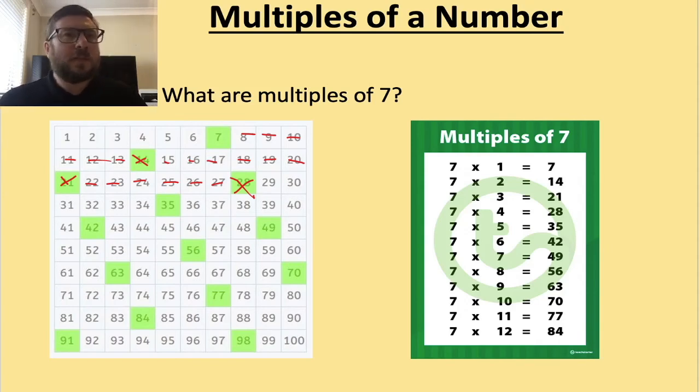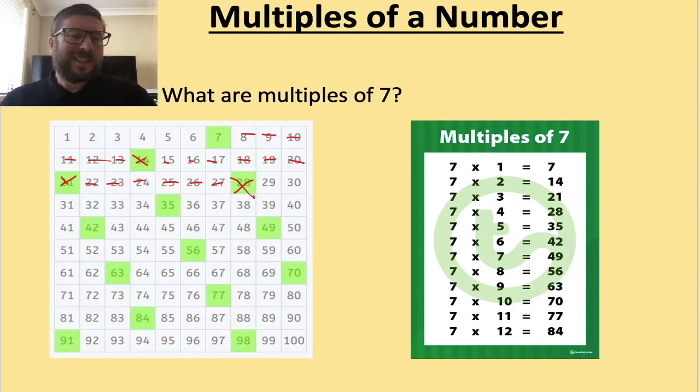Now, what I want you to do, on your Seesaw, I want you to find all the multiples of 7, all the multiples of 6, and all the multiples of 9. I want you to write those down. You can write them down on Seesaw or in your book and upload them for your teacher to see. Make sure that you double check them with your times tables charts.